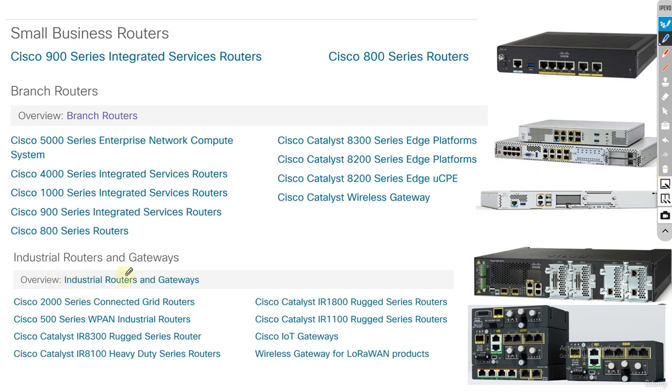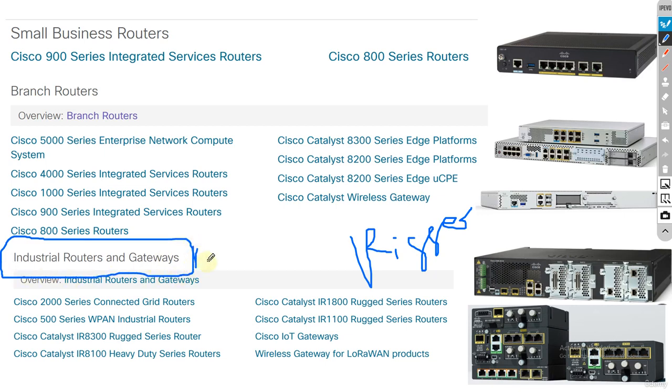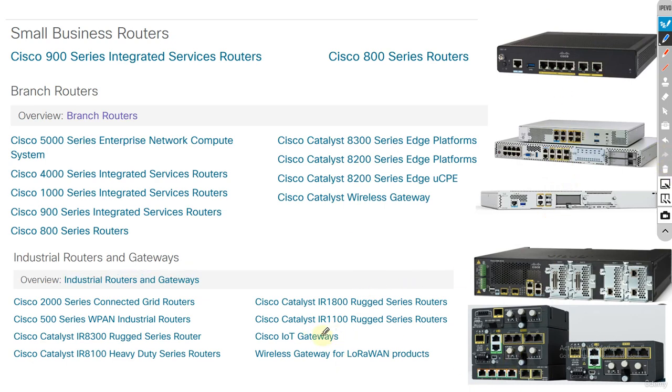Then we have industrial routers, and you can see these are kind of rigid, meaning their hardware is rock solid because they are being used in industries. So that is why they are much harder compared to these devices. Okay, so for example, these are Catalyst IR 1100 rugged series routers. So Cisco has a variety of products used in different environments.